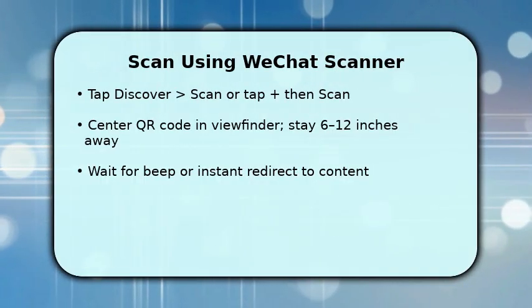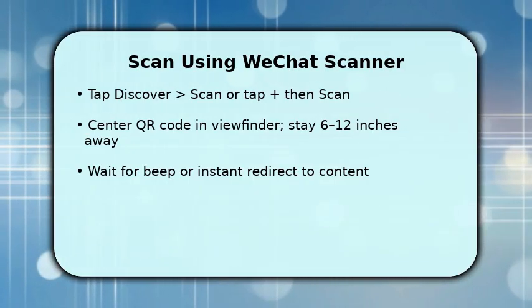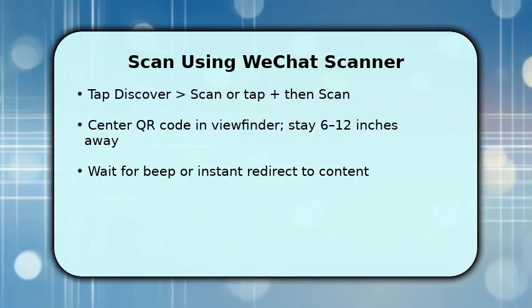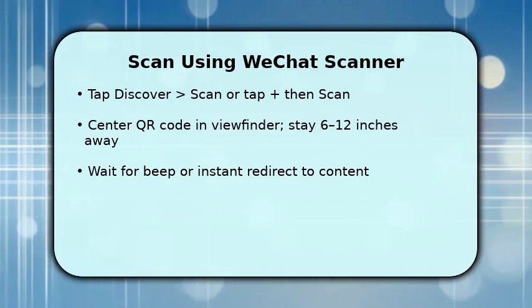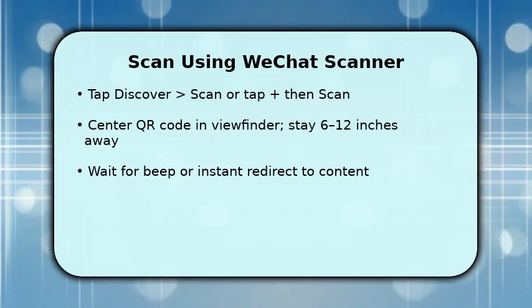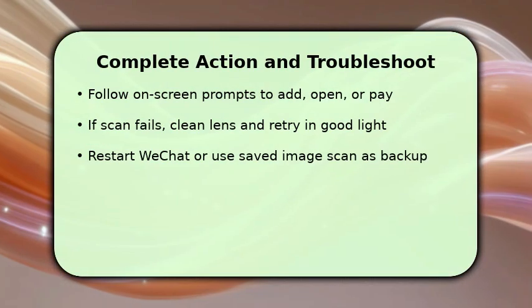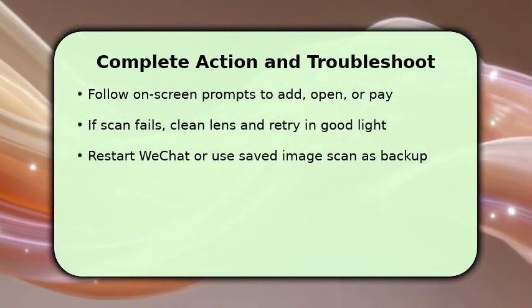WeChat will automatically detect and read the code, then either show a preview or redirect you to a profile, URL, or payment page. If it's a contact QR, tap Add. If it's a link, tap Open. These steps complete the main scan and move you to action. After the scanner reads the code, follow the specific prompt. Confirm adding a contact, open the link, or approve a payment.